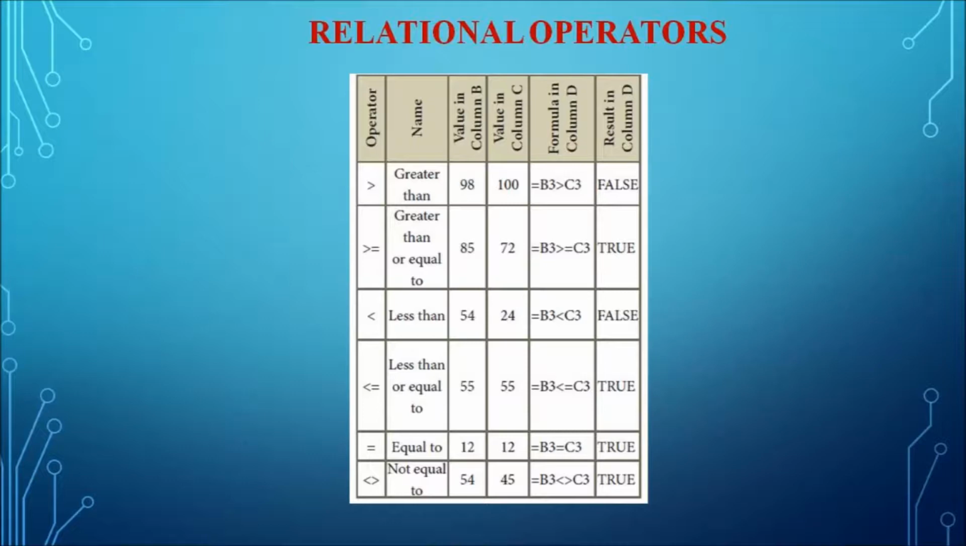And you see the not equal to symbol, where the less than and greater than signs face each other. That is the symbol for not equal to. When you check whether 54 is not equal to 45, it is telling that 54 is not equal to 45, it is true, so it is written true. So this is how the relational operator works.